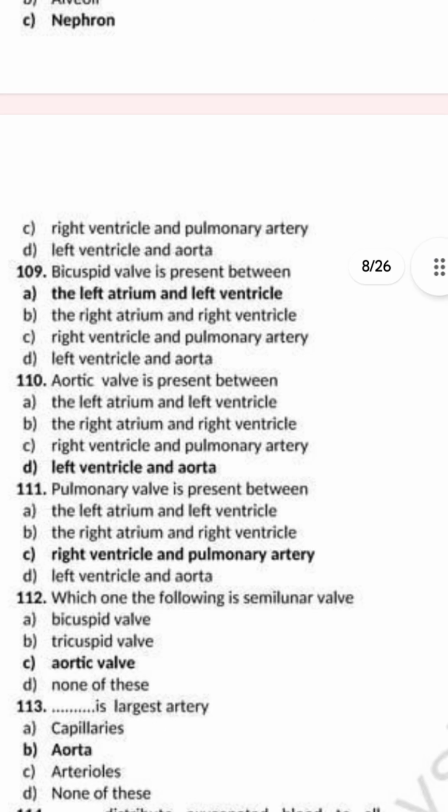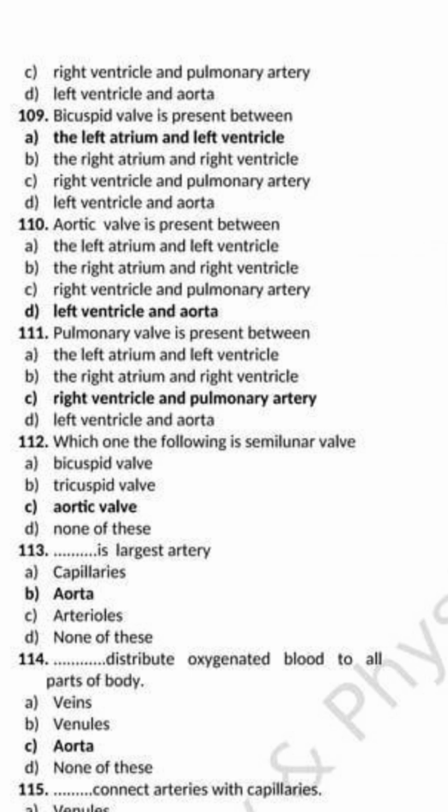Then next question, aortic valve is present between the left atrium and left ventricle, the right atrium and right ventricle, and pulmonary artery, left ventricle and aorta. The answer is left ventricle and aorta. The next question, pulmonary valve is present between the left atrium and left ventricle, the right atrium and right ventricle, and pulmonary artery, and option D, left ventricle and aorta. The answer is right ventricle and pulmonary artery. Pulmonary valve is present between right ventricle and pulmonary artery.